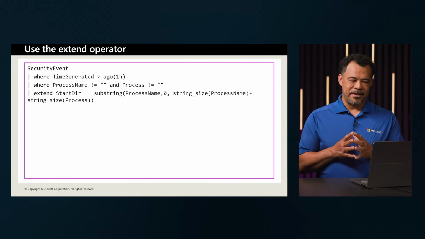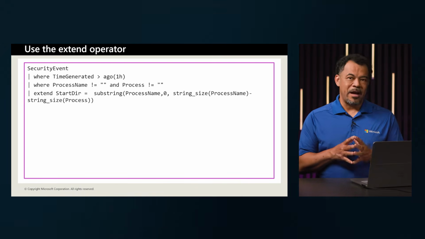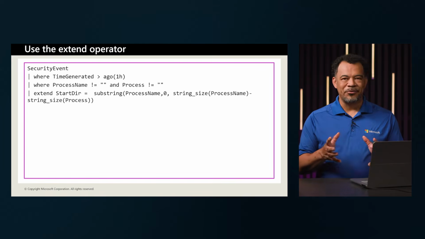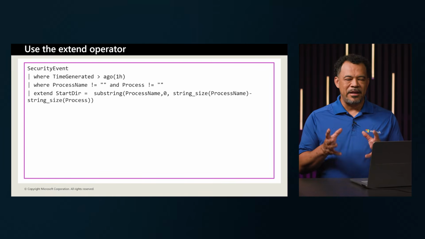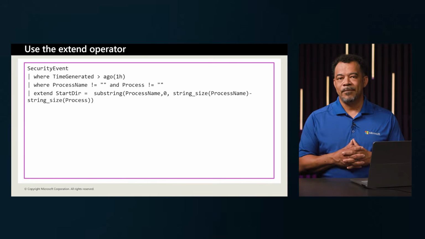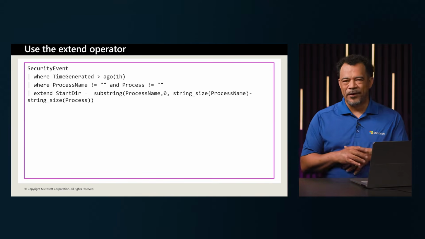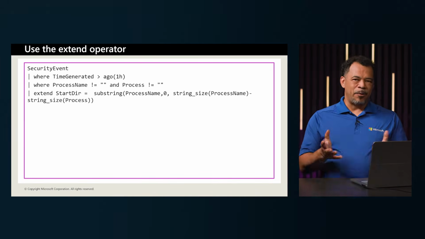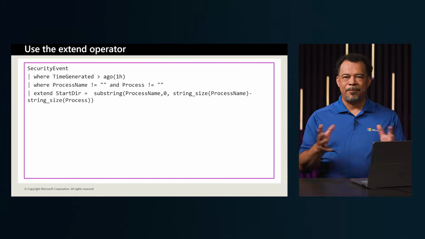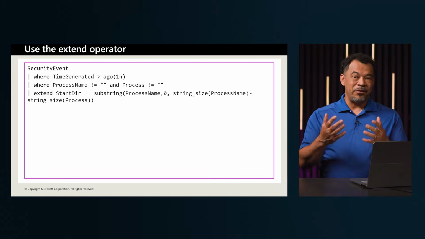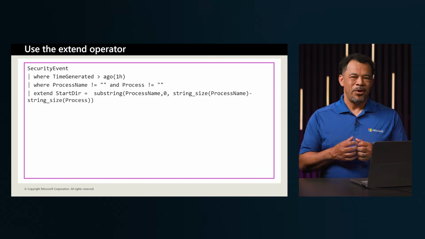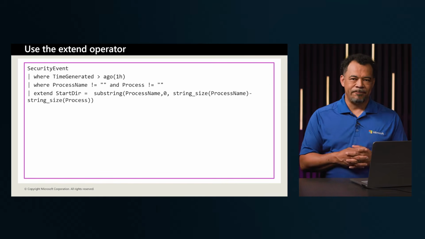Another operator we have is the extend operator. The extend operator lets you add new columns to your data set by calculating values on the fly, kind of like creating a custom field in Excel. It's perfect when you want to transform or extract part of your field, like pulling the domain name from an email address or the directory from a file path.